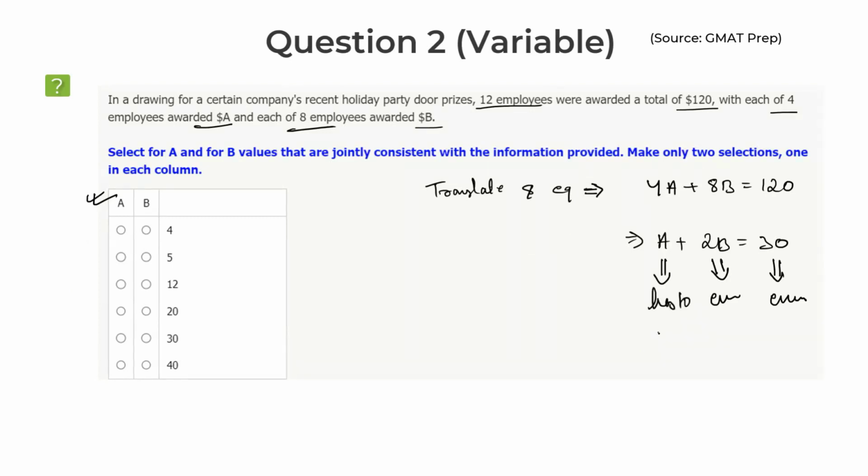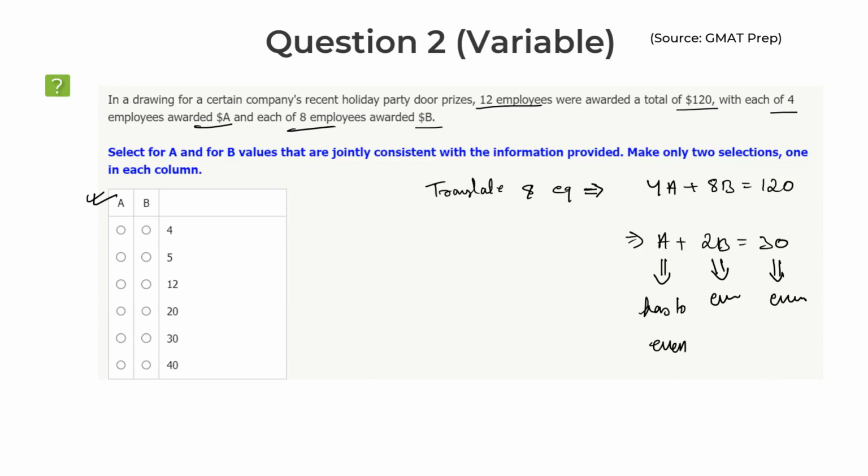Yes or no? Can someone tell me? A has to be even, yes or no? Am I right to say this? That a has to be even? Yes or no in the chat, really quickly. Since 30 is even, 2b is obviously even, then a also has to be even.